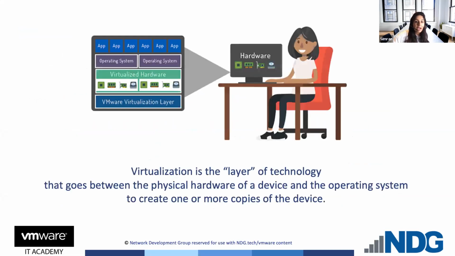So now if I was to tell you what virtualization is, now that you understand the roles of how hardware works and how software comes into play, the concept of virtualization should be much easier to grasp. It's basically a layer of technology that goes between the physical hardware of a device and the operating system, which is the software, to create one or more copies of that same device. So you can have one computer doing the job of many computers. And you might think, hey, why would I even want that? Why would I need one computer doing the jobs of many computers?